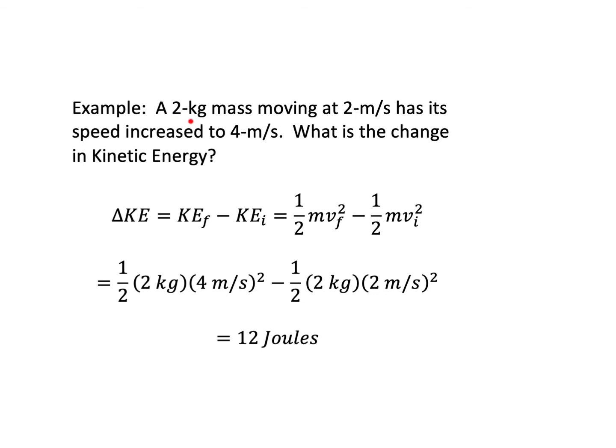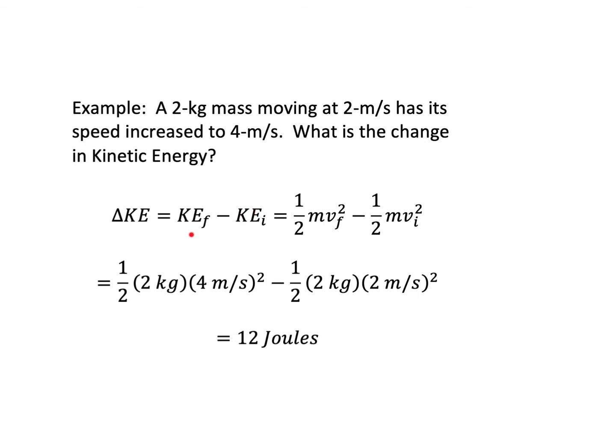This example says we have a 2 kilogram mass moving at 2 meters per second, and it has its speed increased from 2 meters per second to 4 meters per second. The question is, what is the change in kinetic energy? In other words, as the object is speeding up, how much is its kinetic energy changing? Now remember, this triangle here is actually the Greek letter delta, and that means change in. So this equation says the change in kinetic energy is going to be the final kinetic energy minus the initial. It's how much you end up with minus how much you started with. That's going to be the change.